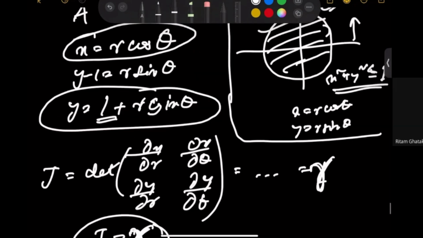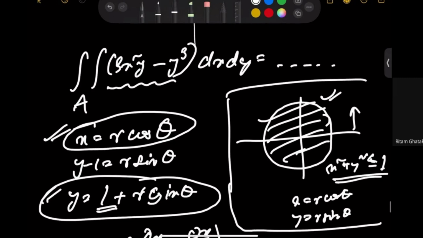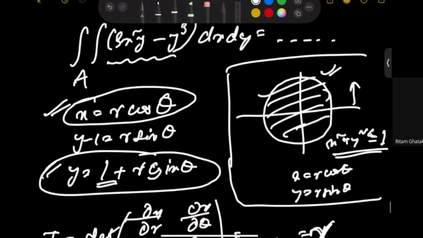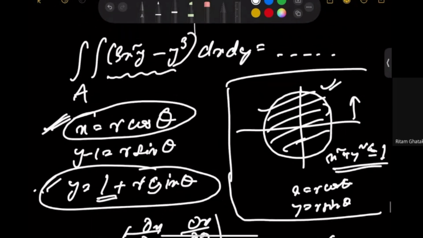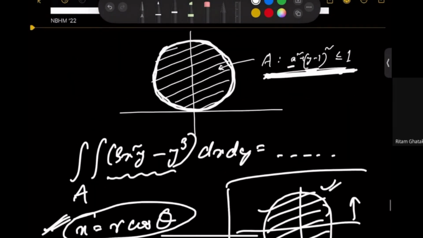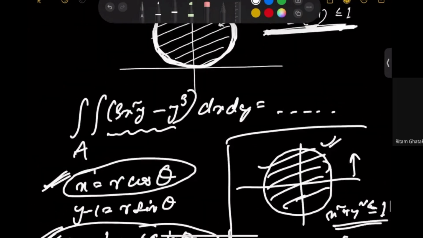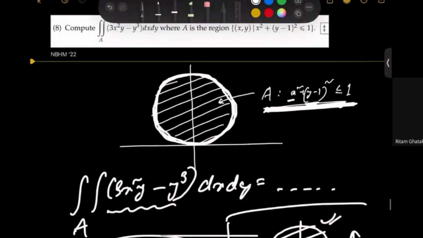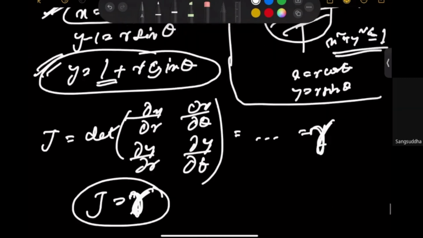So if you substitute x and y like this in the integral, tell me now the limits of r. What will be the limits of r and the limits of theta for this particular change of variable? Look at this disk and tell me the limits of r and theta. This is the center of this disk. So theta equals 0 to 2 pi and r equals 0 to 1. Exactly, that is correct.